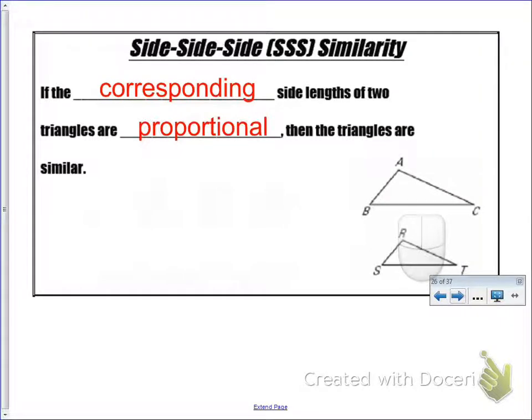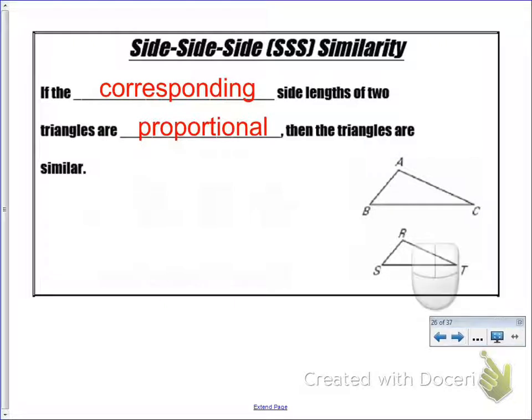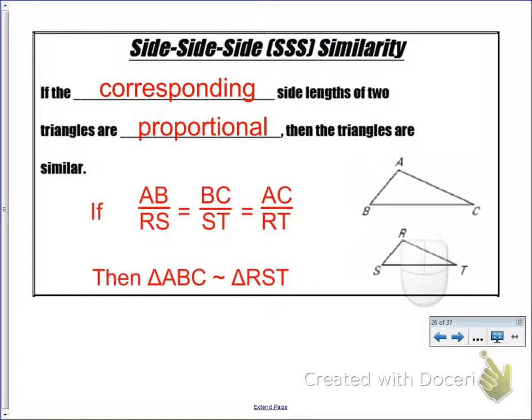First, we have our side, side, side similarity, and that says if the corresponding sides of two triangles are proportional, then the triangles are similar. So what that means is in my two triangles here, if AB over RS, so that's one ratio, is the same as the ratio of BC to ST, and is the same as the ratio of AC to RT, so those are all three pairs of corresponding sides. If I can show that these ratios are equal, then I can say that triangle ABC is similar to triangle RST.